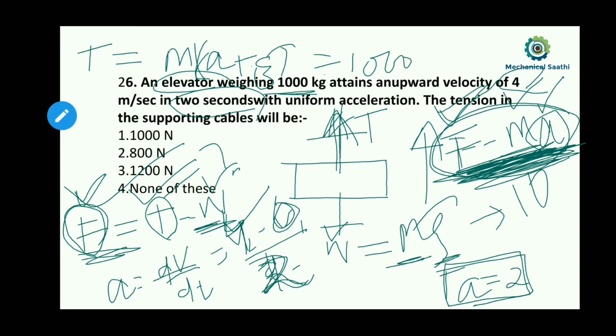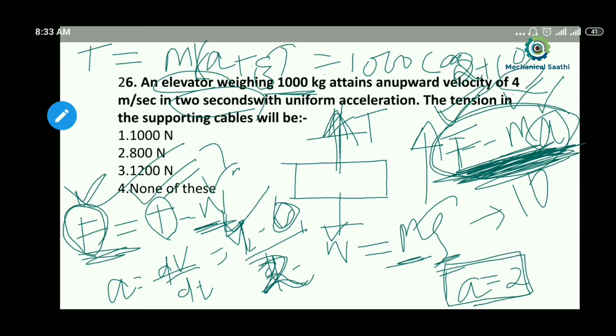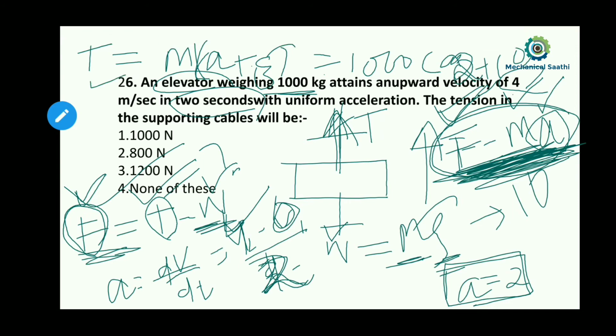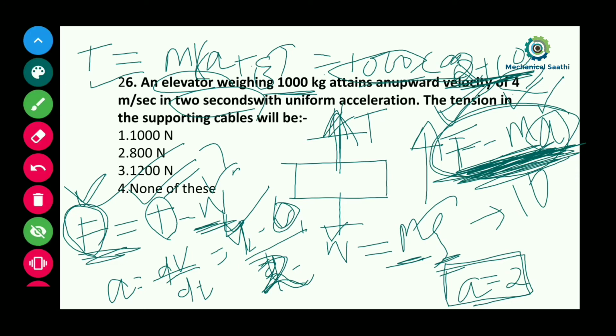1000 and a we calculated as 2. Okay, so 2 plus g, we can take 9.81 or simply 10. So we get 12, and m is given as 1000. So simply we can calculate the value of the tension as 12,000.